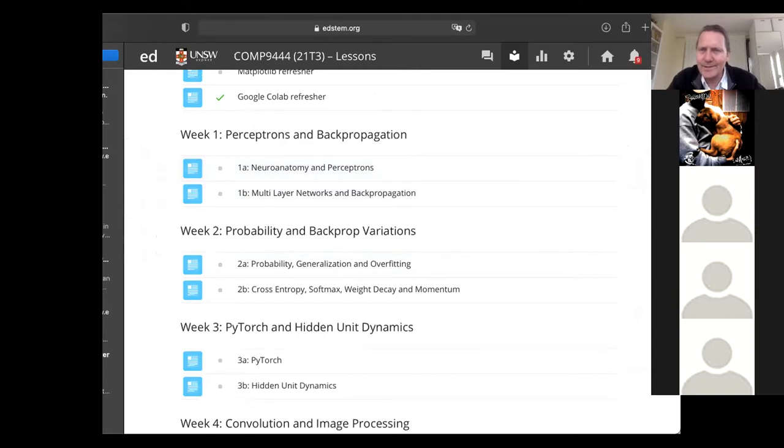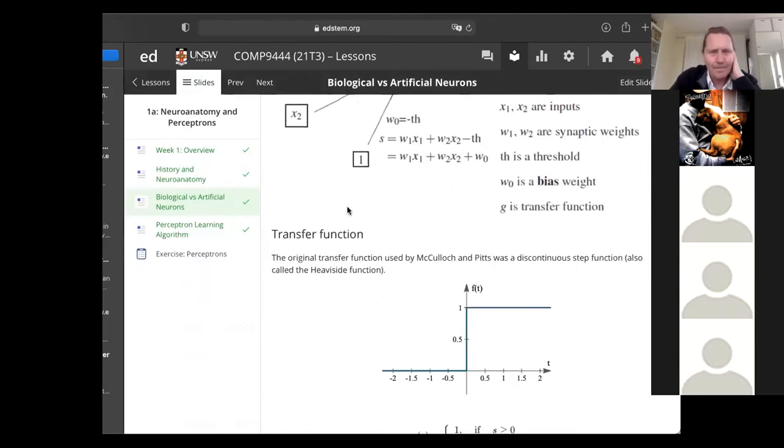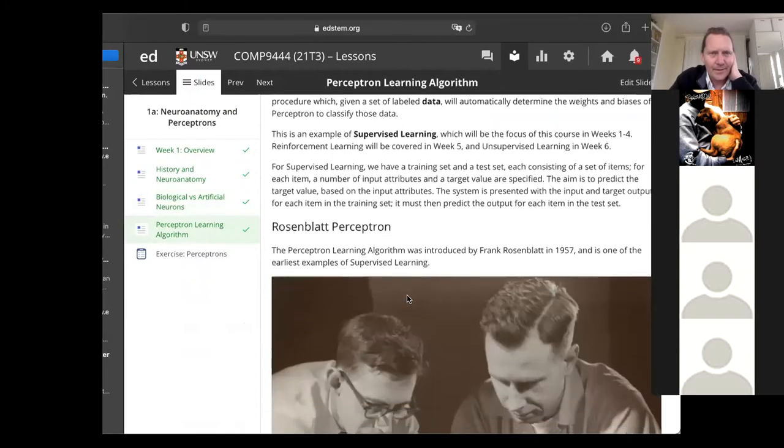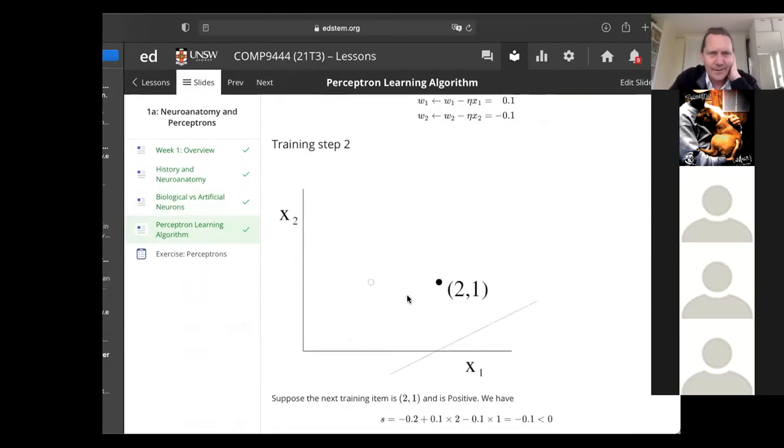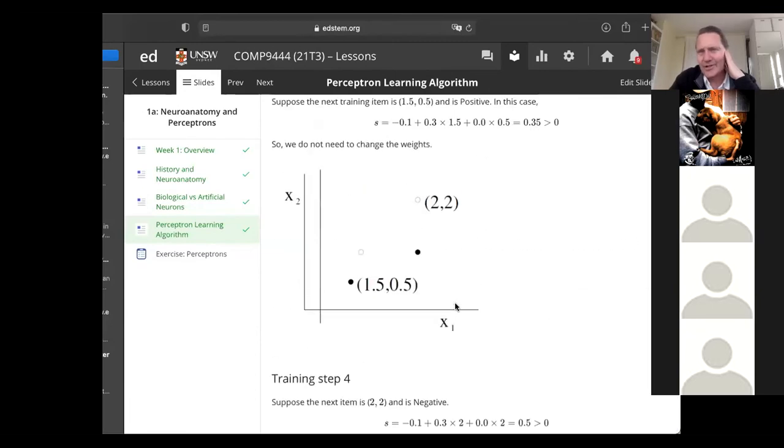Yes, good question. Will it converge with any learning rate if the samples are linearly separable? That's right. So this is the thing with the learning rate. Later on, when we get to backpropagation, the value of the learning rate will be very important. If the learning rate's too small, the learning will be very slow.